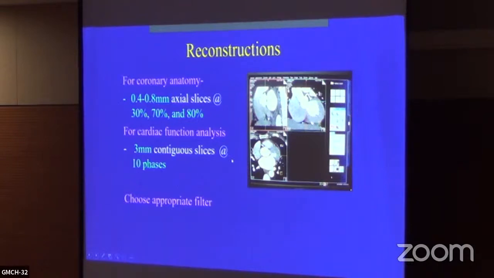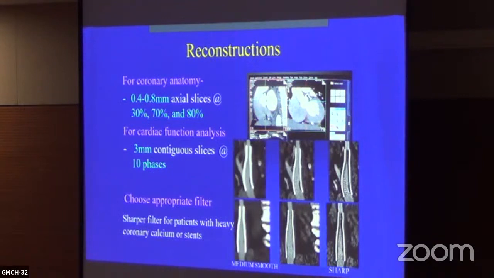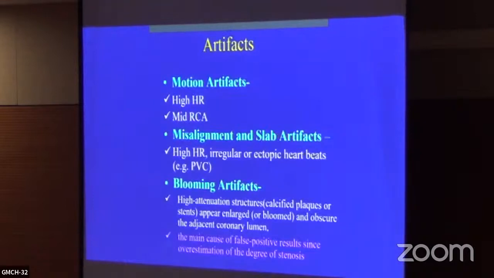For cardiac function analysis, we select the reconstruction at 3 millimeter contiguous slices for all the 10 phases. And if the patient has had a stent, or there's a lot of calcification in the coronary artery, you choose the appropriate filter, and you may end up using a sharp filter to have a better look at the lumen inside the stent.